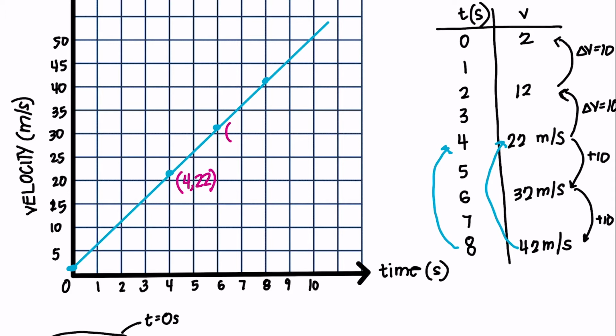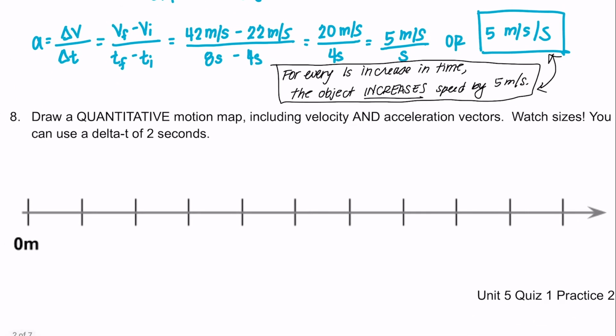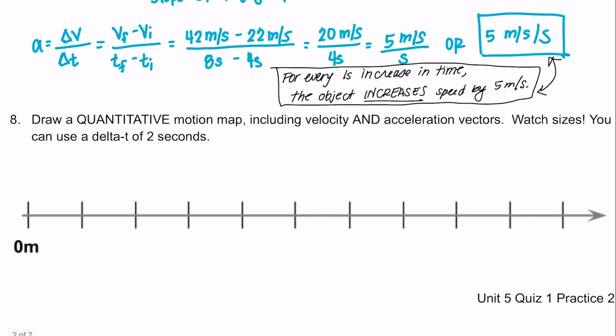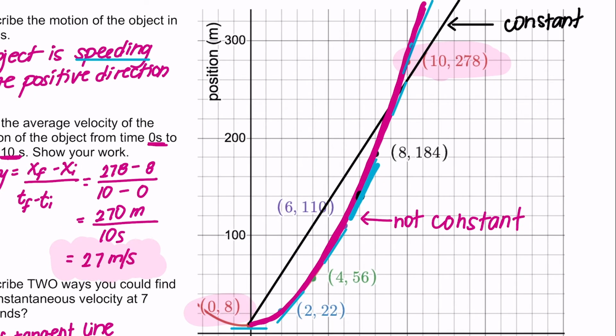So I will go ahead and label the points here in pink, right? So we've got 4 with 22, 6, 32, and whoops, let me rewrite 8 with 8 being at 42 meters per second. Right? And so if I used any of these points, I would surely, hopefully get 5 meters per second as my slope.